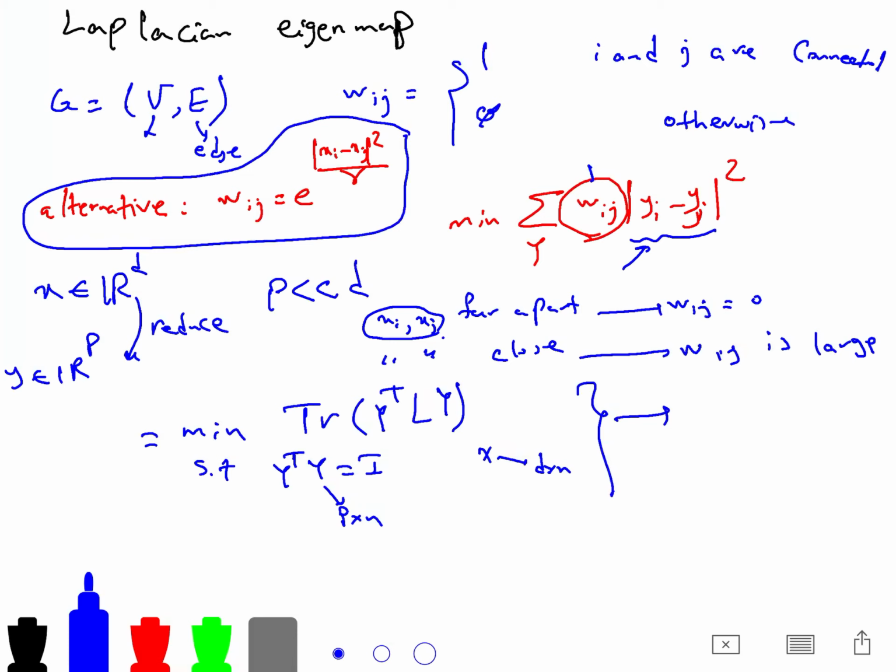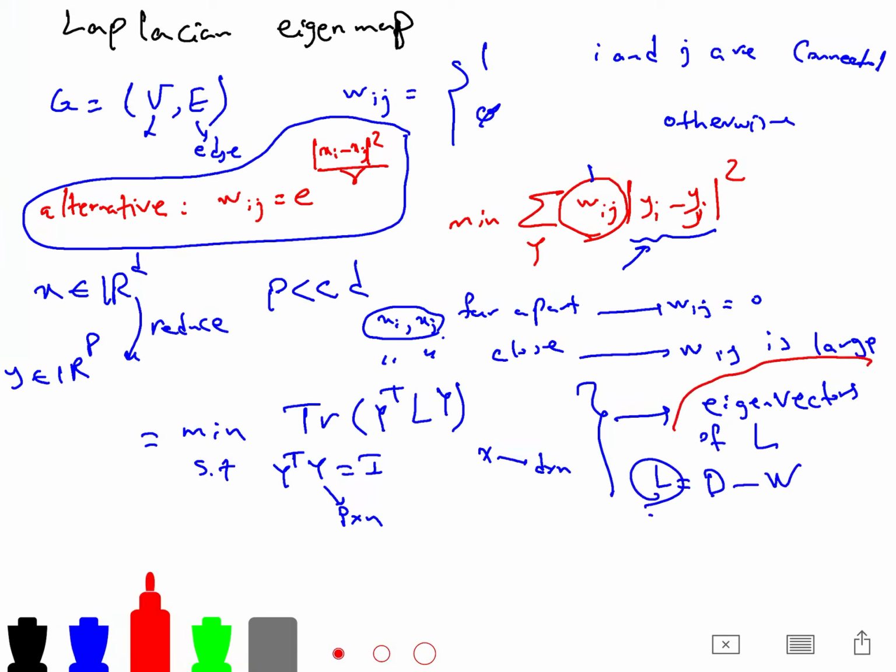So the solutions are eigenvectors of L, where L is your diagonal minus weight. So this is the Laplacian. The eigenvectors of the Laplacian are a solution to a Laplacian eigenmap. Just very similar to spectral clustering. K-means is clustering in the original space X, but spectral clustering is clustering on space Y.